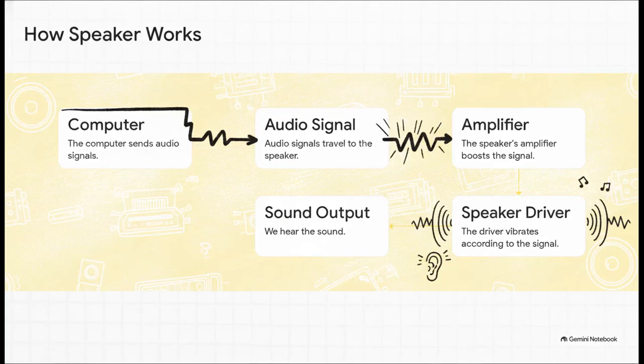And just as the computer listens through a microphone, it speaks to us through a speaker. This is basically the exact reverse process of capturing sound. The computer generates an electrical audio signal. That signal travels to the speaker, but usually it's way too weak for us to hear, so an internal amplifier boosts it up. This boosted signal then hits the speaker driver, forcing it to physically vibrate. Those vibrations push the air, creating the sound waves that hit our ears. From electrical data to physical sound, all happening in mere milliseconds.